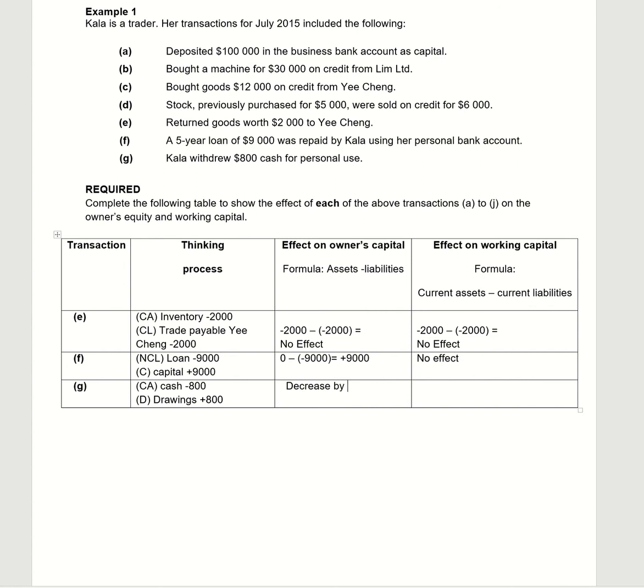Decrease by 800, and you do the same for your working capital, because as I mentioned, cash is actually part of your current asset. There's no current liability.